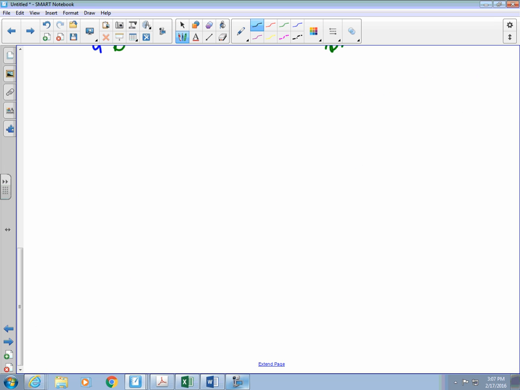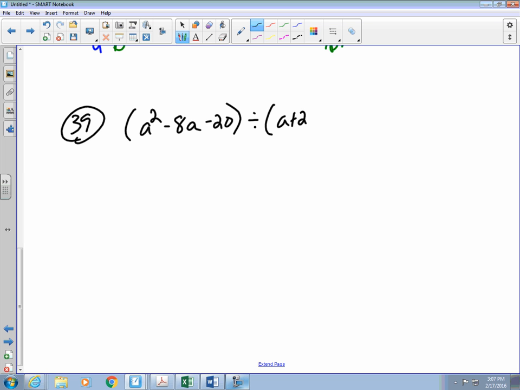Last but not least, you have a division of polynomials in which you have to factor to create a product. Now, I'm going to give it to you like this horizontally, but I want you to take the time to rewrite it as a fraction.